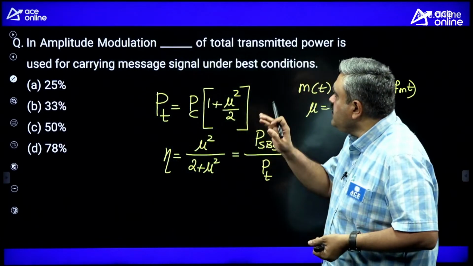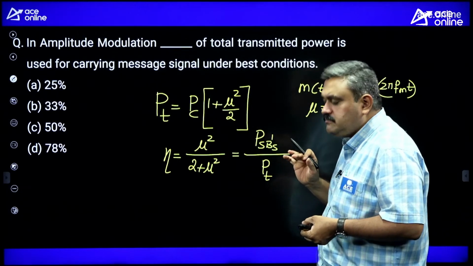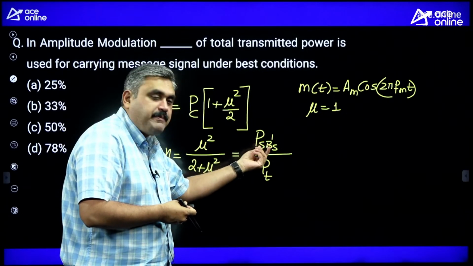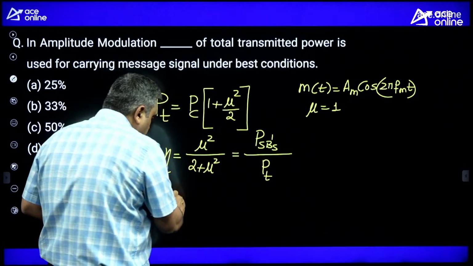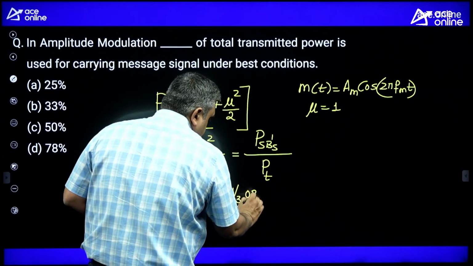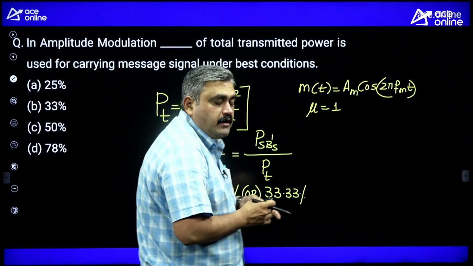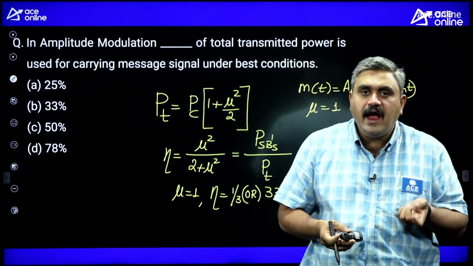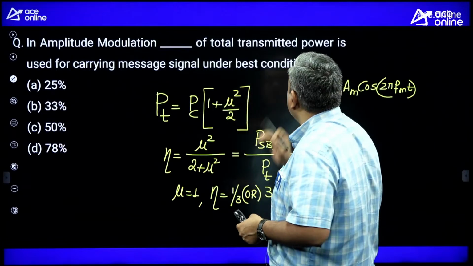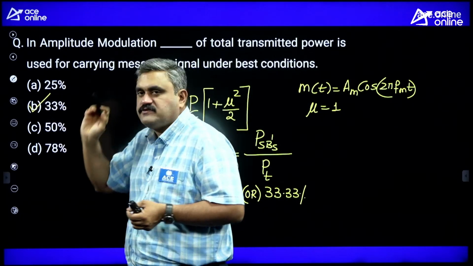So your question is completely framed on this part. In amplitude modulation, these formulas are valid. Dash of the total transmitted power is used for carrying the message signal under best conditions. In the denominator is the total transmitted power, and the numerator is the power taken by the message component. When you substitute mu equal to 1, the modulation efficiency becomes 1/3, or in percentage 33.33%. You are using 1/3 of the power for transmitting the message and the remaining 2/3 is wasted on transmitting the carrier. So the best suitable answer is 33%.